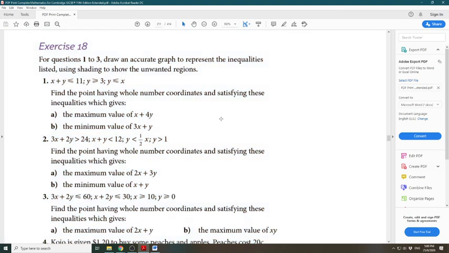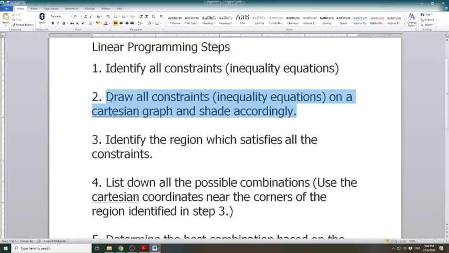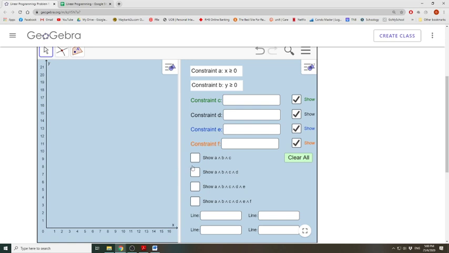So I have my 3 constraints: x plus y less than 11, y more than 3, and y less than or equal to x. Now step 2: I need to draw all these constraints onto a Cartesian graph. Because you guys at home have a computer to use, you get to be a bit sneaky. But you must also practice doing it on graph paper, otherwise the exam is all on paper.